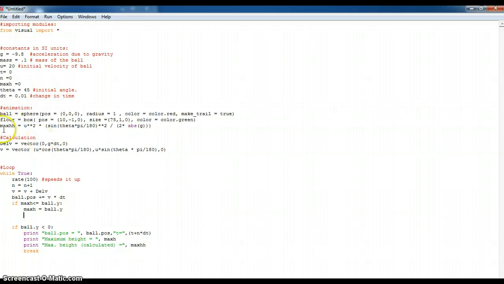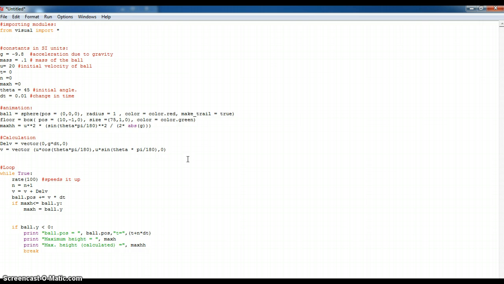So now let's look at some of the calculations. Del v, which is the change in velocity. As we can see, there is just the change in velocity in the y component, since the x component of the projectile motion does not change. The velocity of the x component of the projectile motion remains constant, so it's 0. The velocity of the y component changes by g into dt, and the z component is 0. So the vector for the velocity of x component is u into cos theta, for y component is u into sine theta, and for z component it's 0.